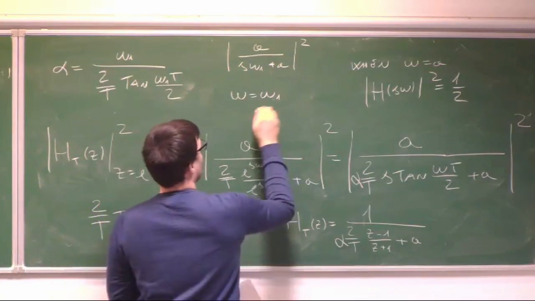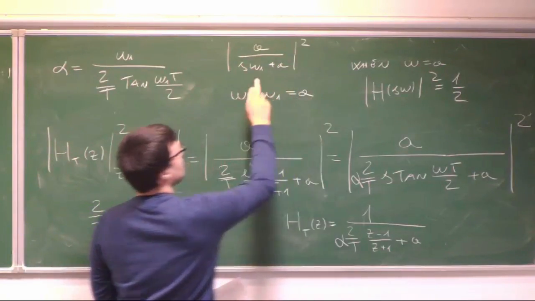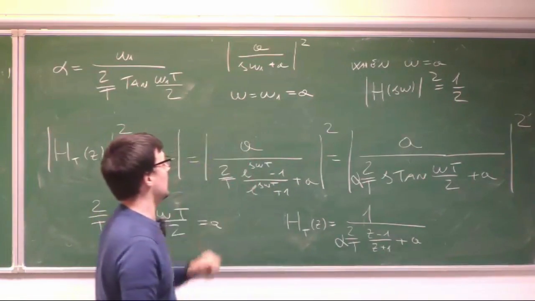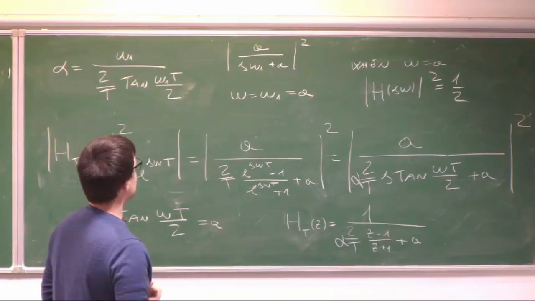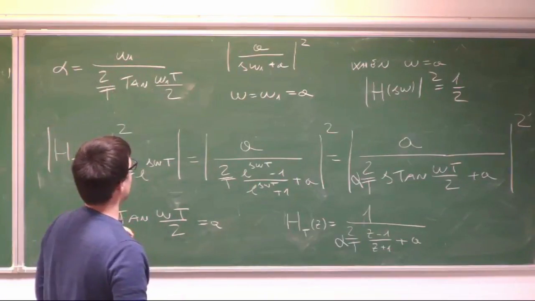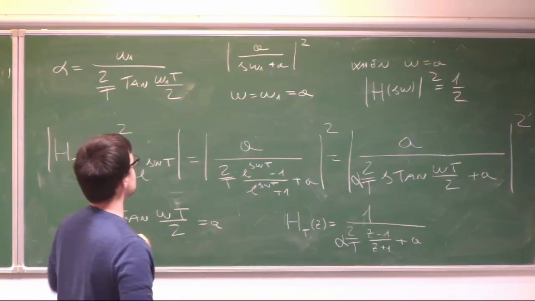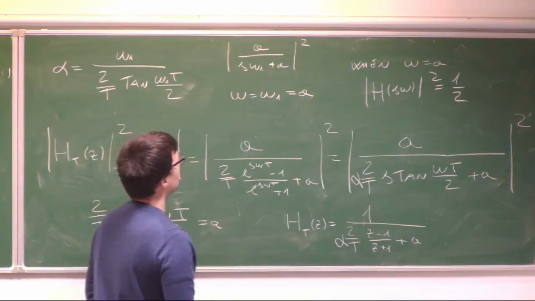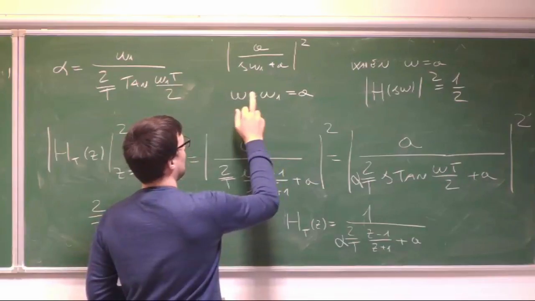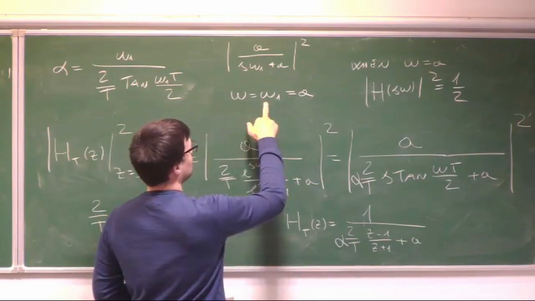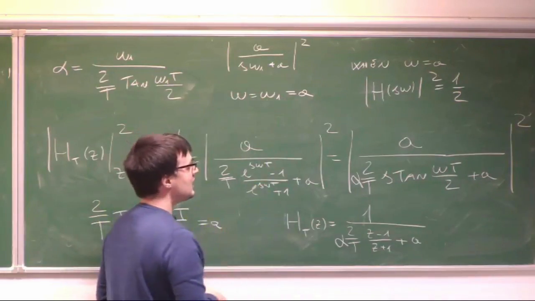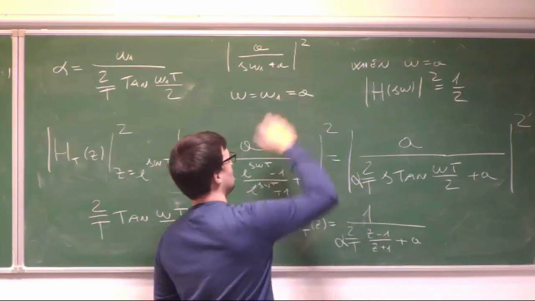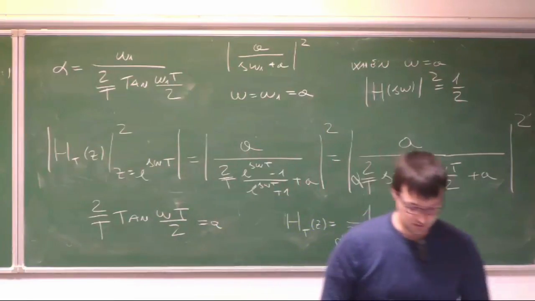If ω1 is equal to a, then we obtain that the half power point is actually equal to a, okay? So basically, using this pre-warping expression, so this deformation of the Tustin transformation, what we obtain is that when ω is equal to ω1 and ω1 is equal to a, the half power point is actually obtained in the original half power point.